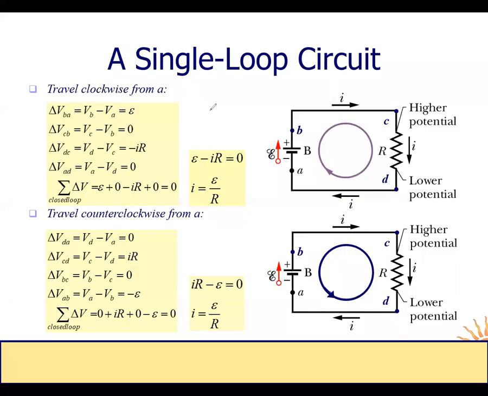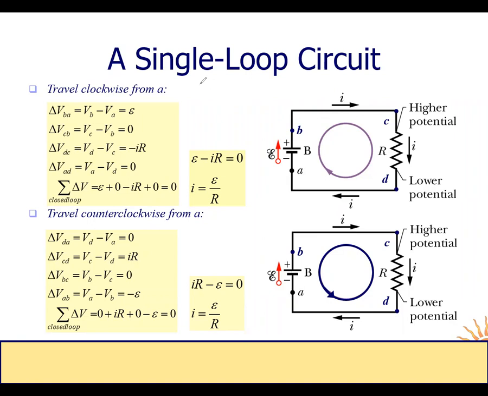Here I give you a simple example of a single loop circuit. Let's say we have a circuit with an EMF device and a resistance R. As you know, the current must come out from the positive side. We get the current out, up. The current will pass in the circuit. Here I want to calculate the value of the current.